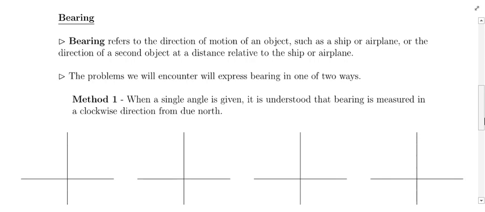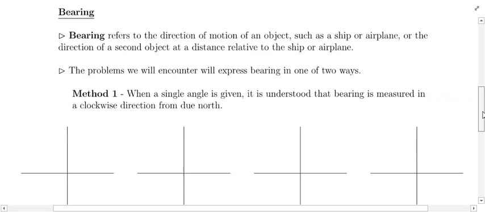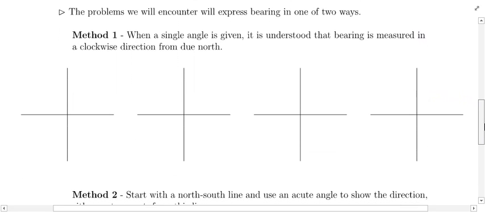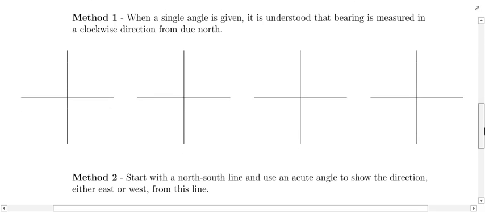The problems we will encounter will express bearing in one of two ways. You need to know the two ways because you don't know how a particular problem will express the bearing. In the first method, a single angle will be given. When a single angle is given, it is understood that bearing is measured in a clockwise direction from due north. So one more time, method one: when a single angle is given, it is understood that bearing is measured in a clockwise direction from due north.